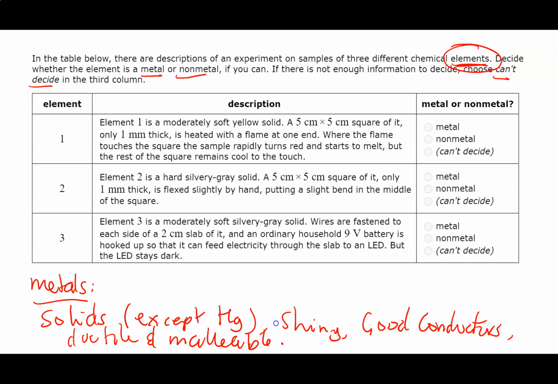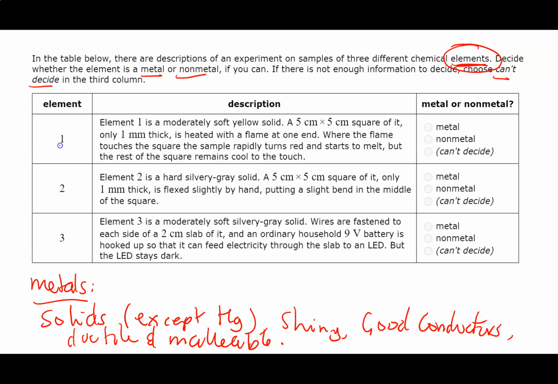So the non-metals, they could be solids, liquids or gases. Bromine's a liquid. Then there's a bunch of gases and a bunch of solids. They tend to be dull, they tend to be poor conductors, and they are brittle rather than ductile and malleable.